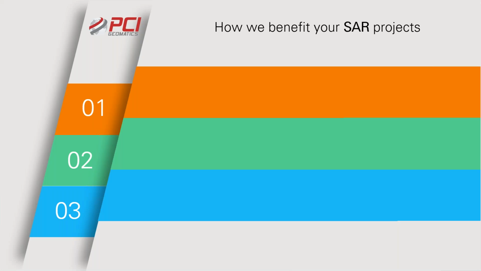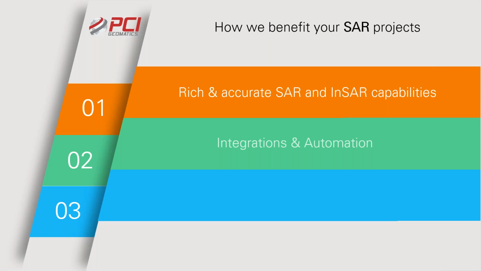So as we look specifically at how PCI Geomatics can benefit your SAR projects, we boiled it down to three main value propositions. The first one is we have a very rich and accurate SAR and InSAR set of capabilities that are deeply rooted in science, and we've worked with many different partners around the world, both research, education, government, and commercial partners, in order to develop our tools and make them available to the market. We also have integrations and automation.